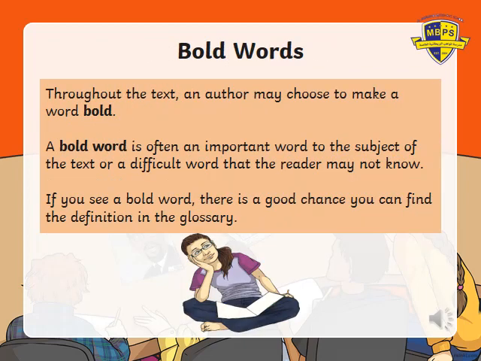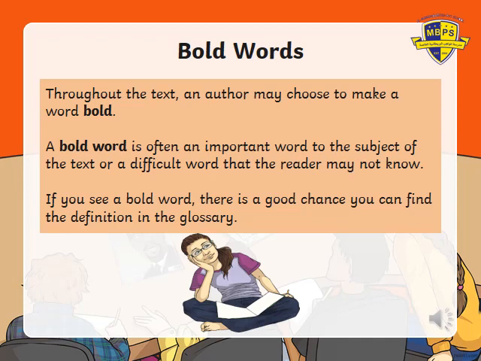Next we have bold words. Throughout the text, an author may choose to make a word bold. When the author wants the reader's attention, or wants to tell the reader that there is something important, he or she will make it bold. A bold word is often an important word to the subject of the text, or a different word that the reader may not know. If you see a bold word, there is a good chance you can find the definition in the glossary. We will discuss the glossary in the next slide, but before that, we will discuss bold words.